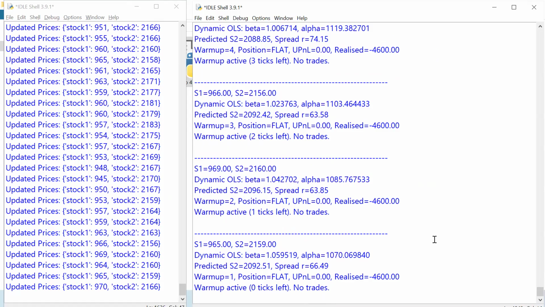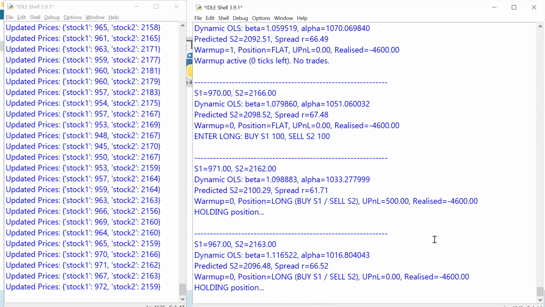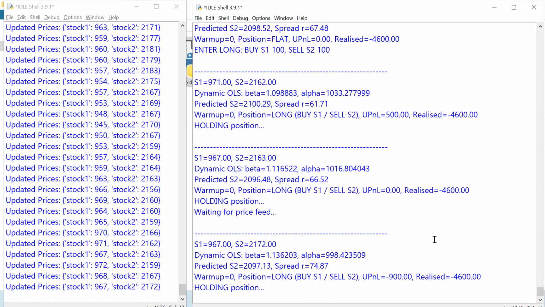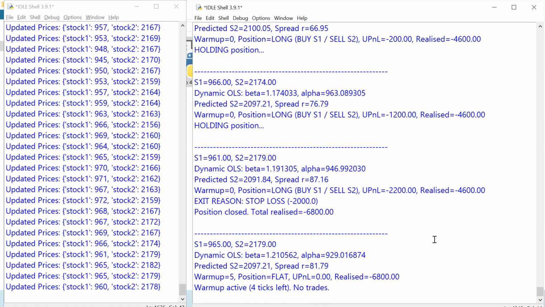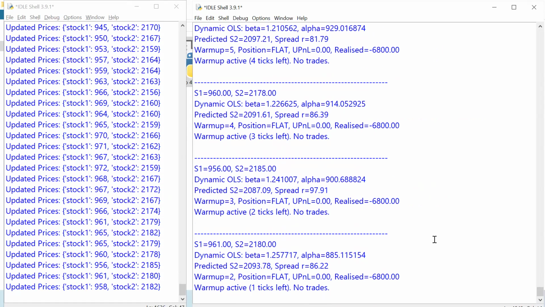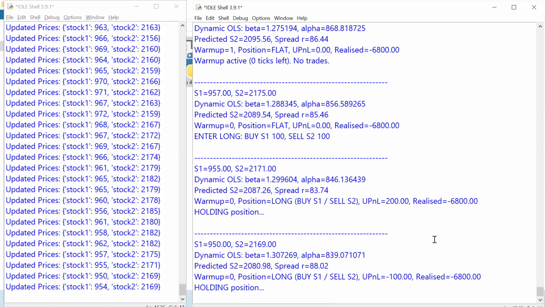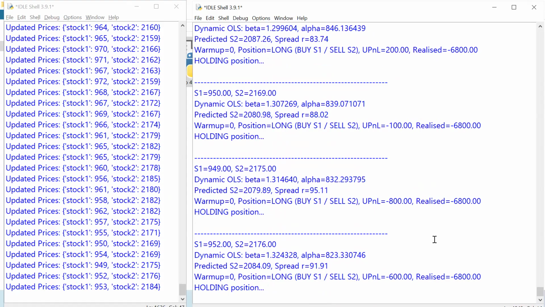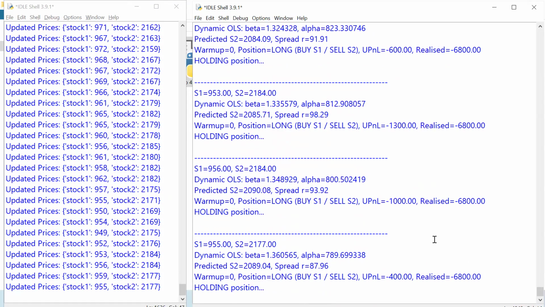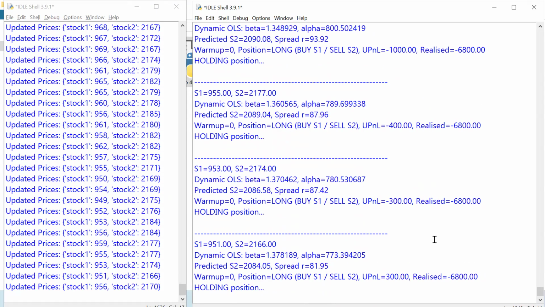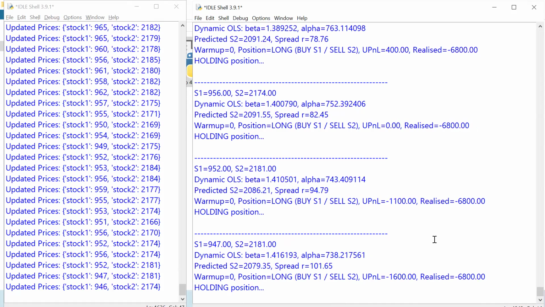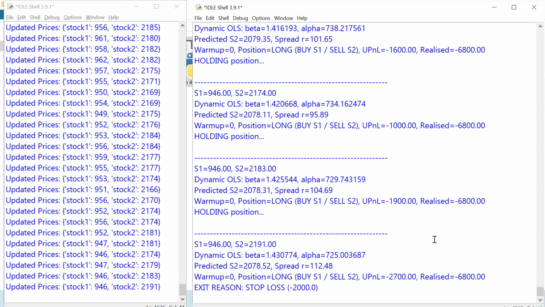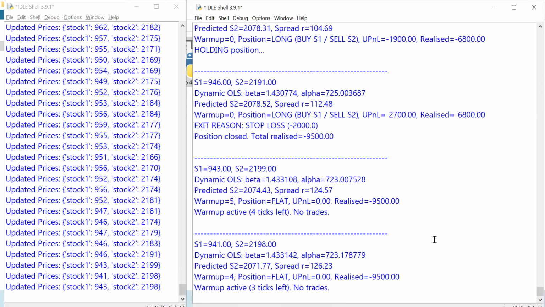Again, buy S1, sell S2. S1 is very cheap. It's continuously falling itself. Okay, buy S1, sell S2 again. Spread is positive, that's why it's taking that trade. S1 should come up because S2 is in one range only. Only S1 is falling. That's why the spread is positive. S1 is falling, S1 is falling. Again, we got a loss.